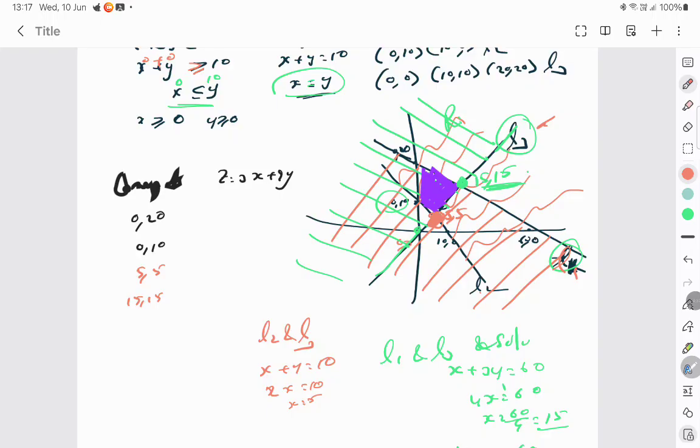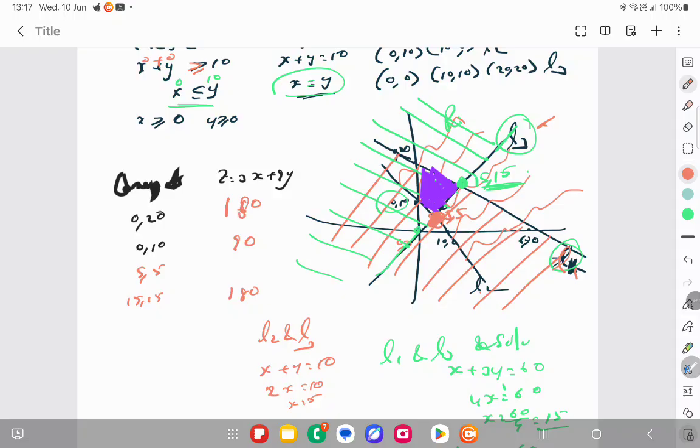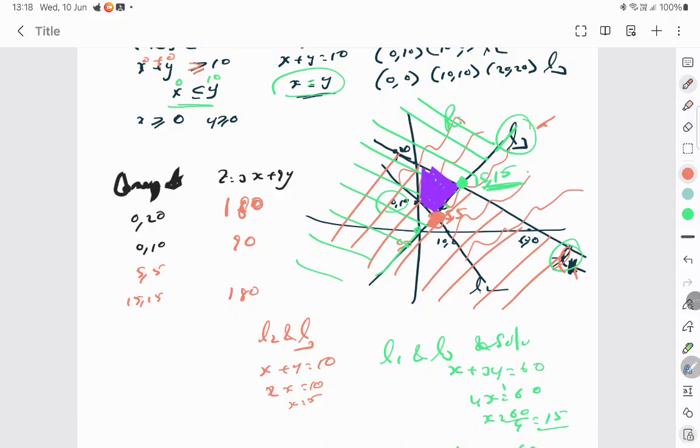z. You get various values from this quadrilateral. At 0, 10 you get the answer as 90. At 5, 5 you get 60. At 15, 15 you get 180. And at 0, 20 you get 180, just calculations. Okay, 0 comma 10 is 90, 5 comma 5 gets you 60.